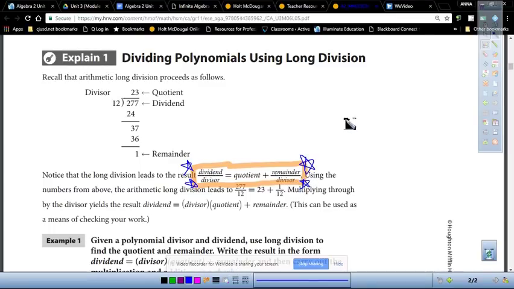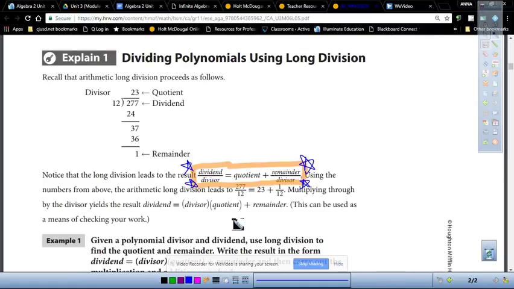If you want to check your work, you multiply through by the divisor. You get your divisor times the quotient, and then you add on the remainder, because when you multiply the remainder over divisor by the divisor, you're just left with the remainder. So to check your answer, multiply the divisor by the quotient and add on the remainder. If you get your original polynomial, you did it correctly.